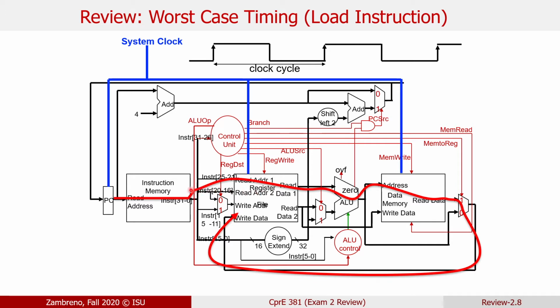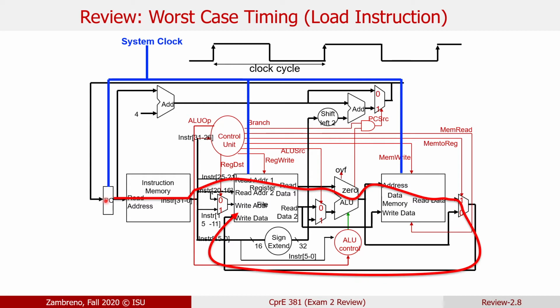But at the top level, our longest path, our critical path, corresponds to the instruction that triggers all of that logic. That we have to go through the entirety of that circuit to get from instruction fetch to our write back stage.